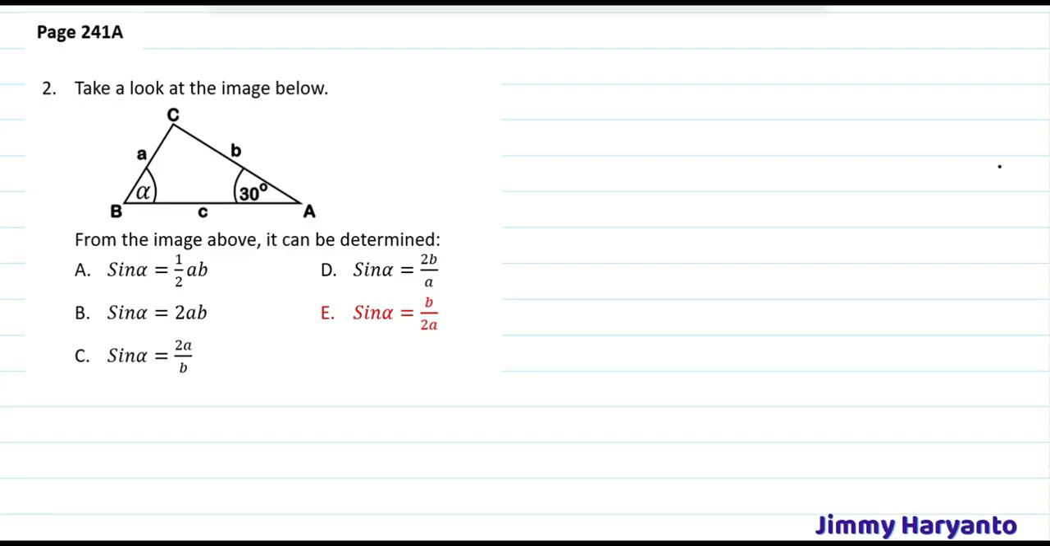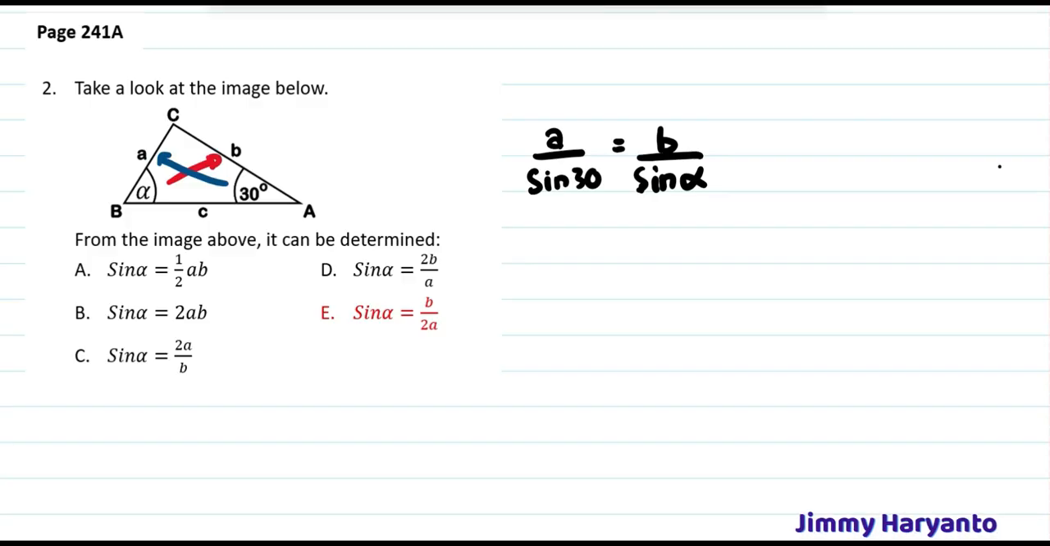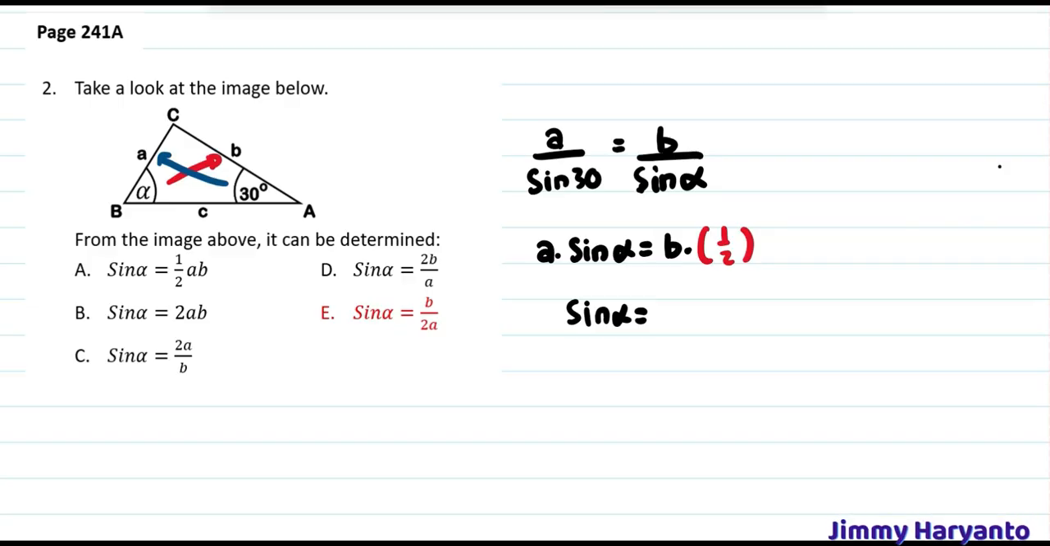For question 2, we have these triangles, and we also have two angles right there. That means it's obvious we have to use the sine rule. So A over sine 30 equals B over sine alpha. And then the question wants you to find the value of sine alpha. That means we have to cross multiply like this, B times sine 30. Oh, the question wants you to change the sine 30 into half, and then I will move the A to the right hand side, so you have B over 2A. Sine alpha equals B over 2A.